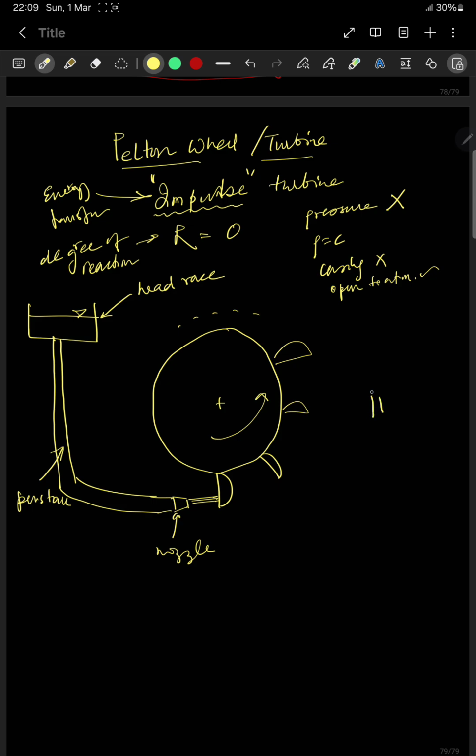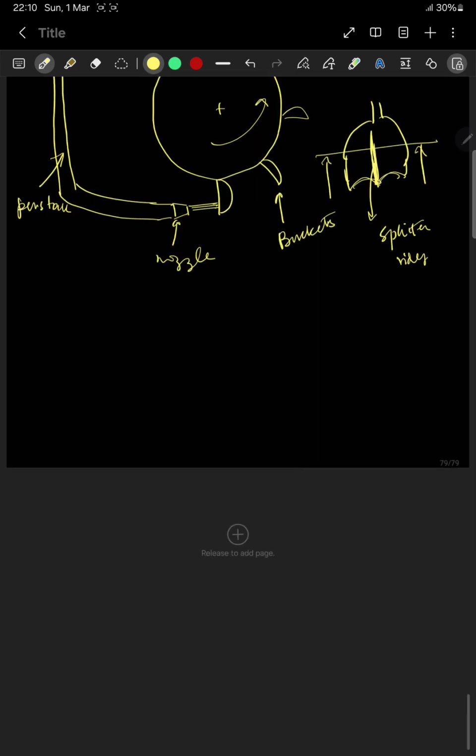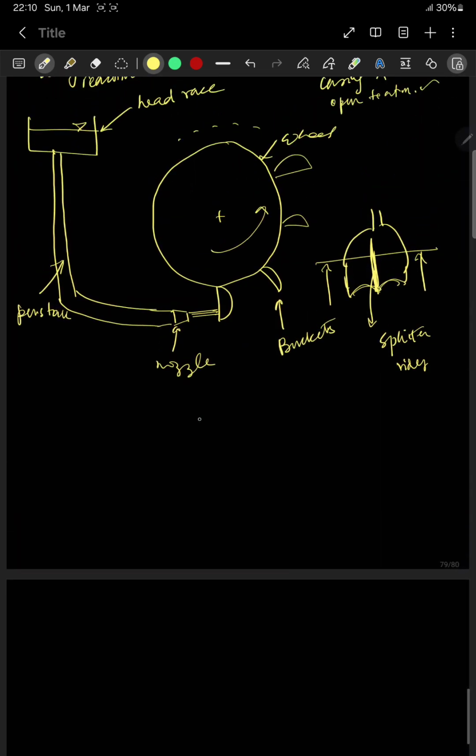The wheel, the buckets. These are the buckets. This is the wheel. The buckets look something of this sort. This is known as splitter ridge. If we see the bucket from this cross section, the bucket would look something like this.